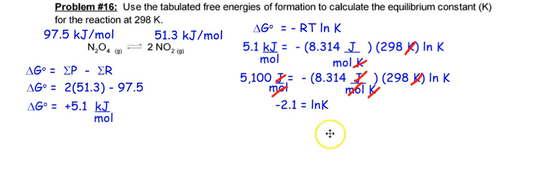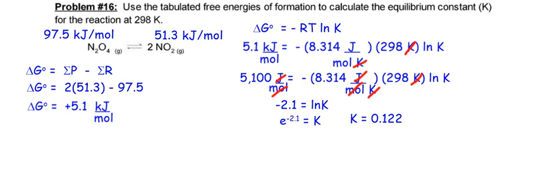All right, I got negative 2.1. And now how do I solve for K? It's e to the negative 2.1. And what do I get? Hopefully you're doing this. I got K equals 0.122. Hopefully you did too. Or probably K equals 0.12 if I have 2 sig figs from right here.